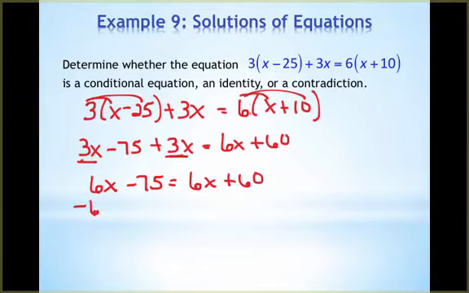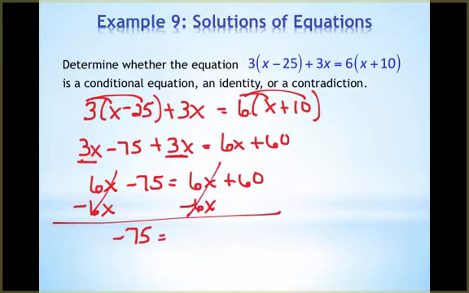So I'm going to subtract 6x from both sides. Let's get our variables together. But those cancel and give me negative 75. Those cancel and just give me 60. Well, negative 75 never equals 60. So what that tells me is there is no solution to this.